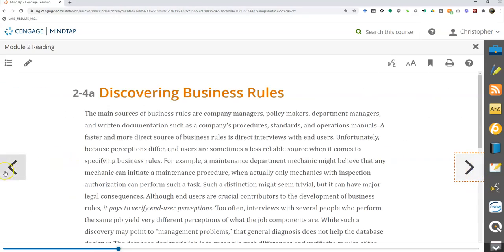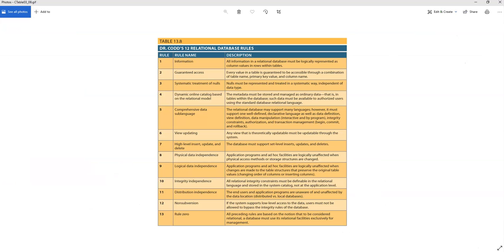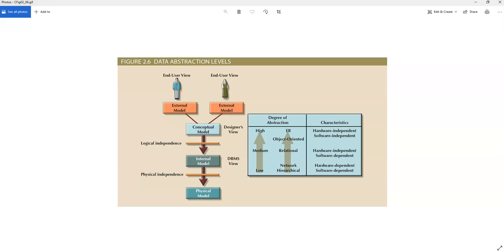Hold on, let me do this. I've got a figure here somewhere. Let me pull it up. Not that one. This one.